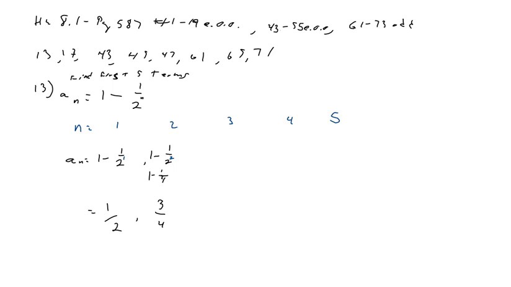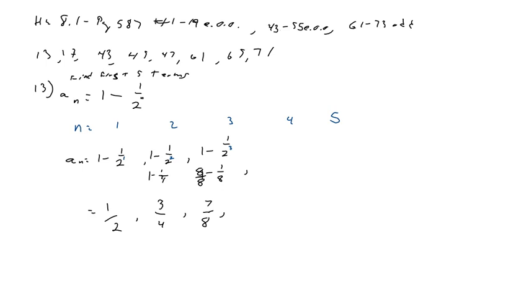So this is my first term, second term. It's my third one with a 3. 1 minus 1 over 2 to the third power. You just plug in the n. 2 cubed is 8, so 1 minus 1 over 8. That's going to be 7 over 8, because 1 is like saying 8 over 8, right? 8 over 8 minus 1 over 8, you have 7 over 8.